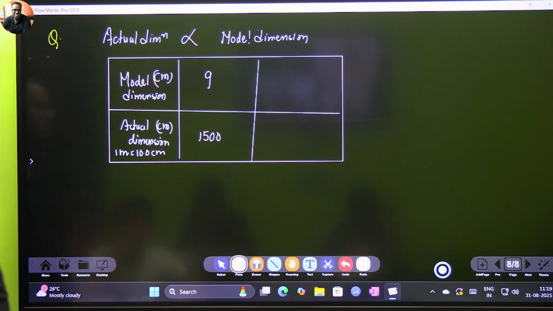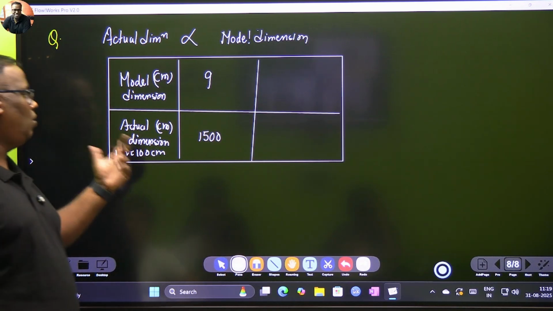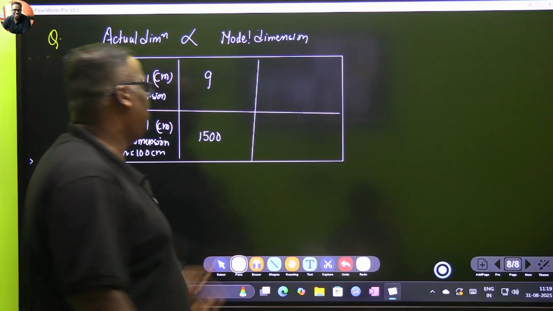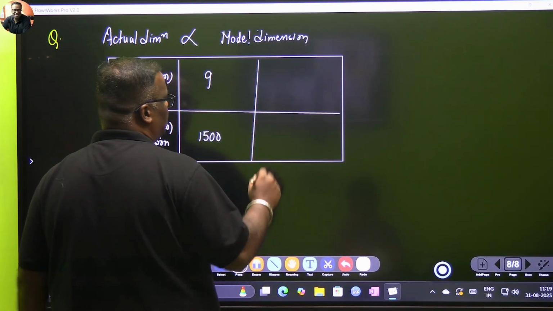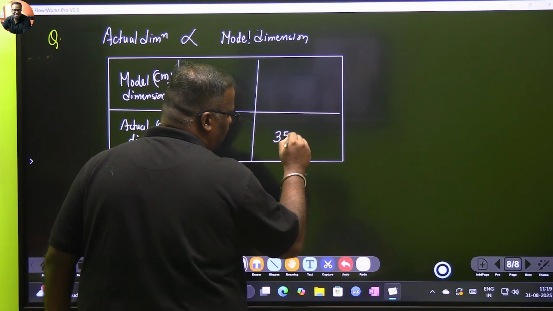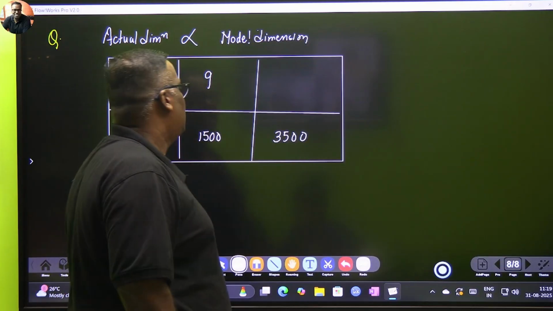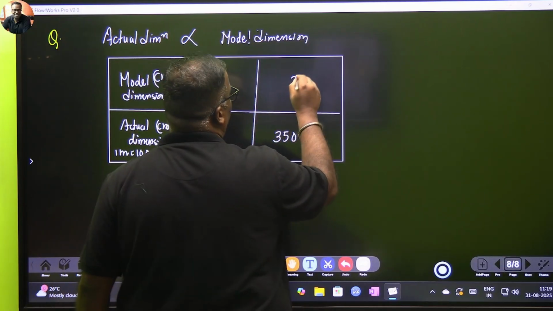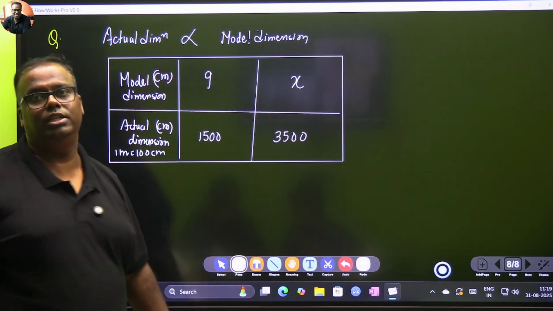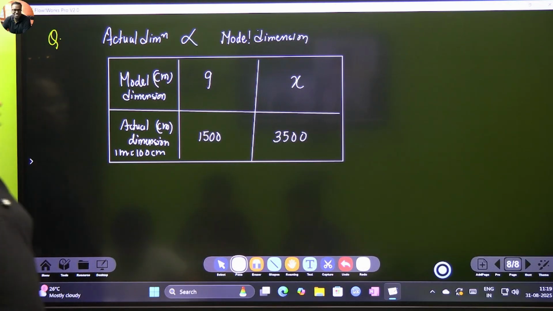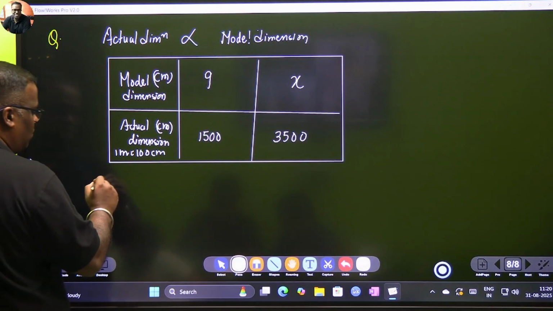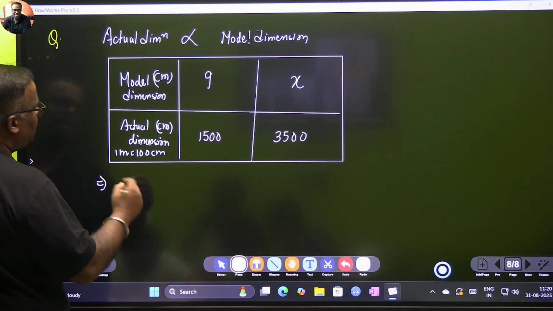So teacher thinks that this boy knows everything. Now tell me, what is the actual length of the ship? 35 meters. So this becomes 3500 centimeters, right? And they have asked you to find out the model length of the ship. Sarvesh, darling, are we clear now?